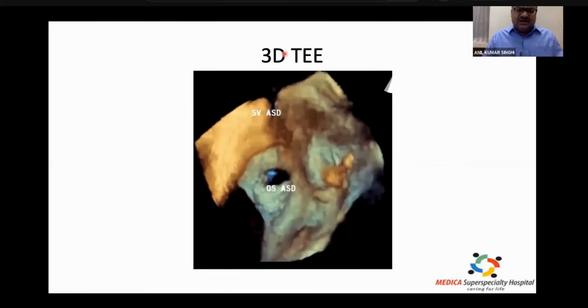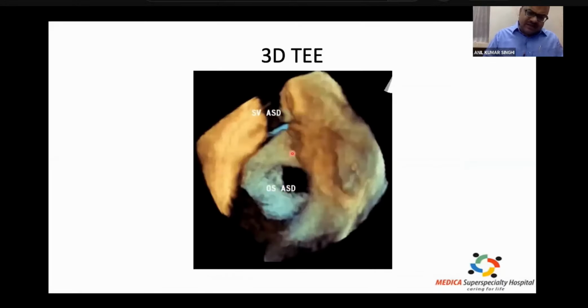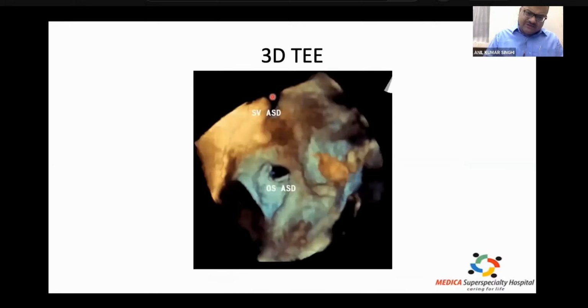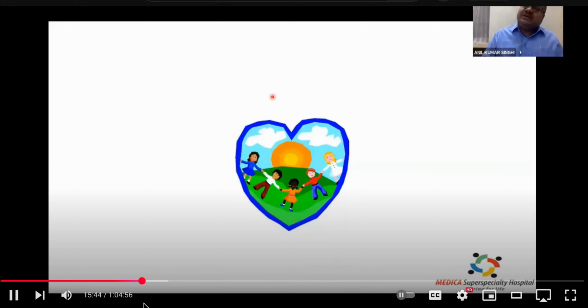This is superior, this is inferior. We are seeing from the RA side, this is the secundum septum, secundum ASD, and this is the sinus venosus ASD. So this interrogation helped completely change the direction of the treatment.